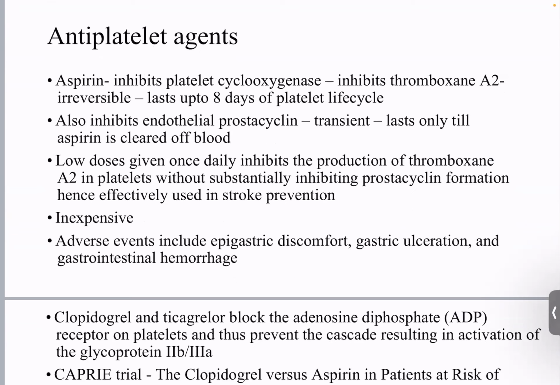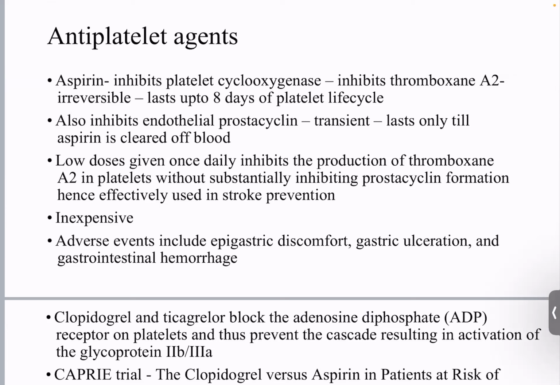Antiplatelet agents as a preventive measure in stroke. As we all know, aspirin is the most commonly used antiplatelet agent. It inhibits platelet cyclooxygenase, thereby inhibiting thromboxane A2. It inhibits it irreversibly, so it lasts for up to 8 days of the platelet life cycle. On the other hand, it also inhibits endothelial prostacyclin, which is transient. It lasts only till aspirin is cleared from the blood.